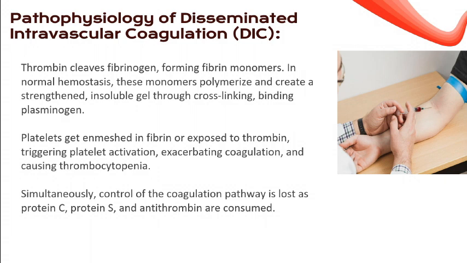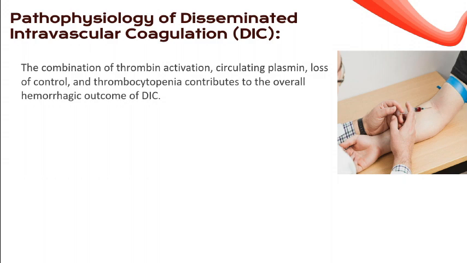Meanwhile, control in the coagulation pathway is slipping away. Proteins like C, S, and antithrombin are consumed, leaving our once well-regulated system in disarray. The combination of thrombin activation, circulating plasmin, loss of control, and thrombocytopenia all contribute to the overall hemorrhagic outcome of DIC. It's like a grand finale, but not the kind we'd hoped for.